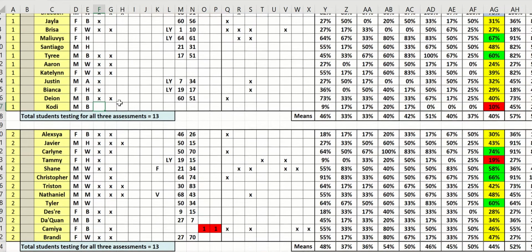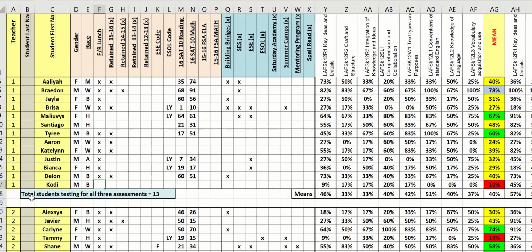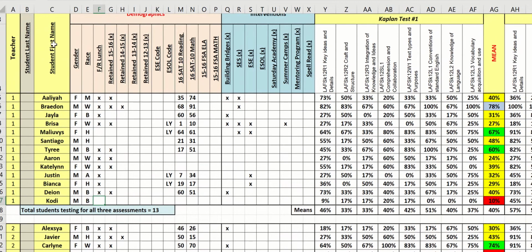So for this report, there are two teachers. So you'll see up here, Teacher 1 and Teacher 2. We have the students in the class. Gender is pretty obvious. Race, you're familiar with. FR lunch, that's free and reduced lunch. So that would be children who come from families who are in poverty.